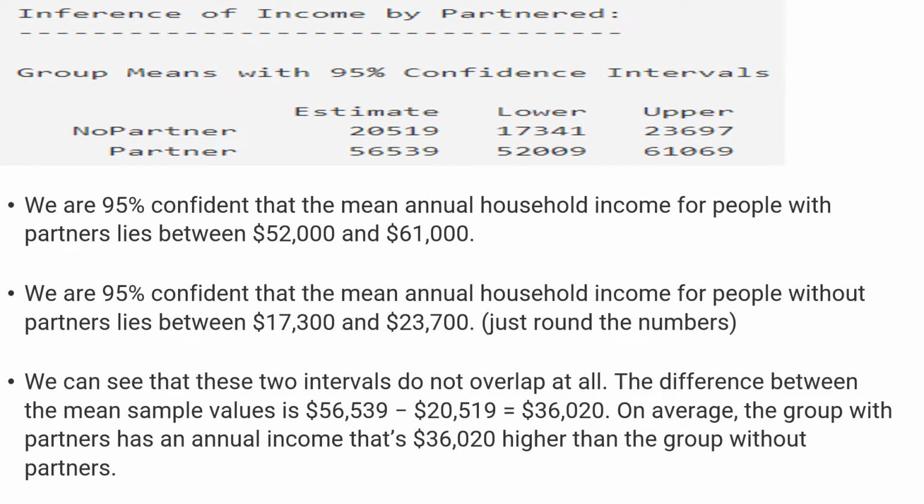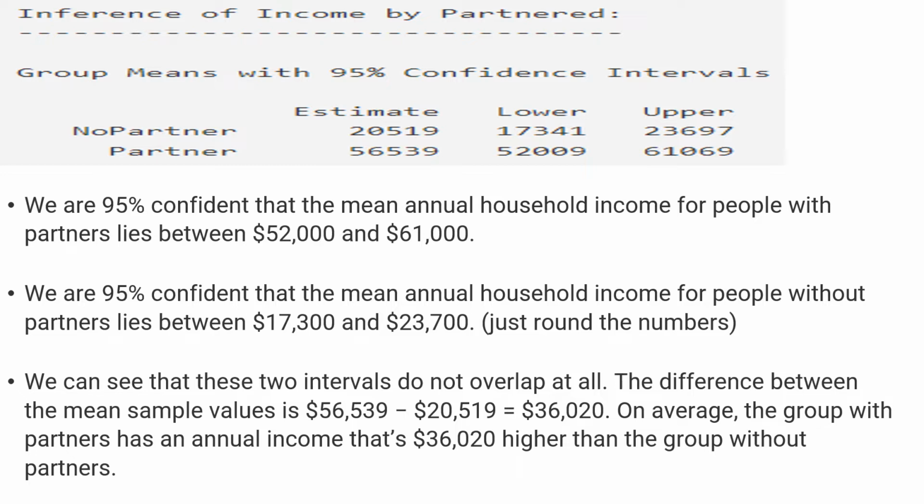Okay, people, here, I've cut out that small portion out of the previous screenshot that I've shown you. And this is our confidence intervals that we got: group means with 95% confidence intervals. And there you can see it. If you do not have a partner, if you're all on your own, your household income was probably in the region of 20,519, and with a partner 56,539.